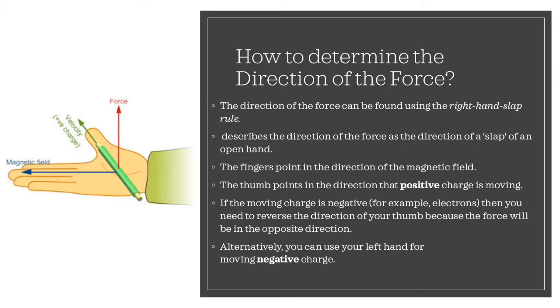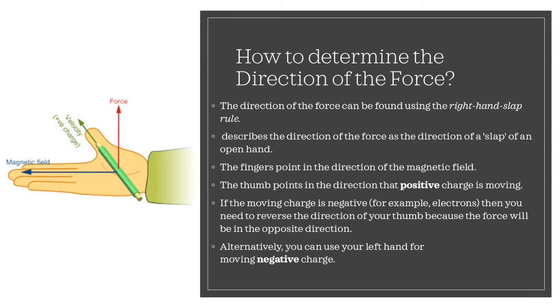How do we determine the direction of the force? The direction of the force can be found using the right-hand slap rule. It describes the direction of the force as the direction of a slap of an open hand. The fingers point in the direction of the magnetic field. The thumb, on the other hand, points in the direction that a positive charge is moving.